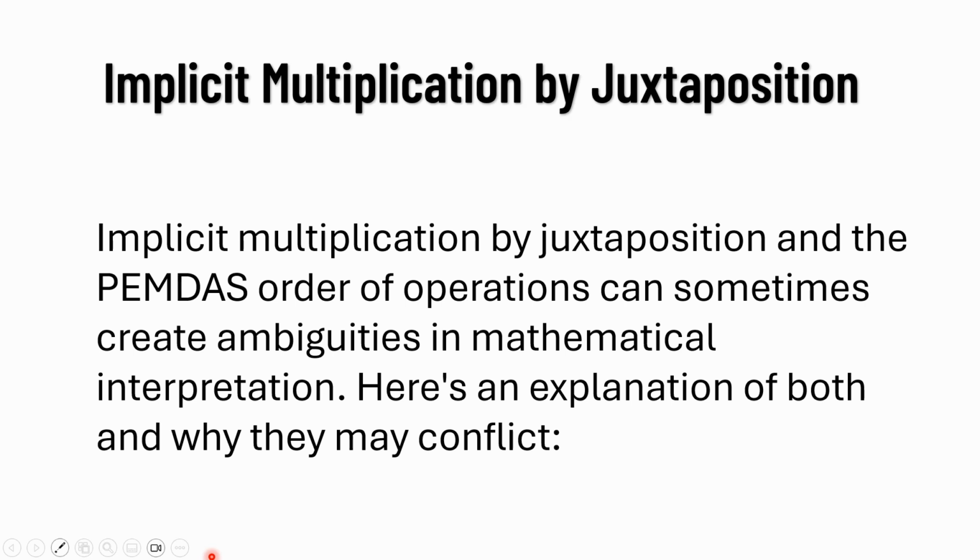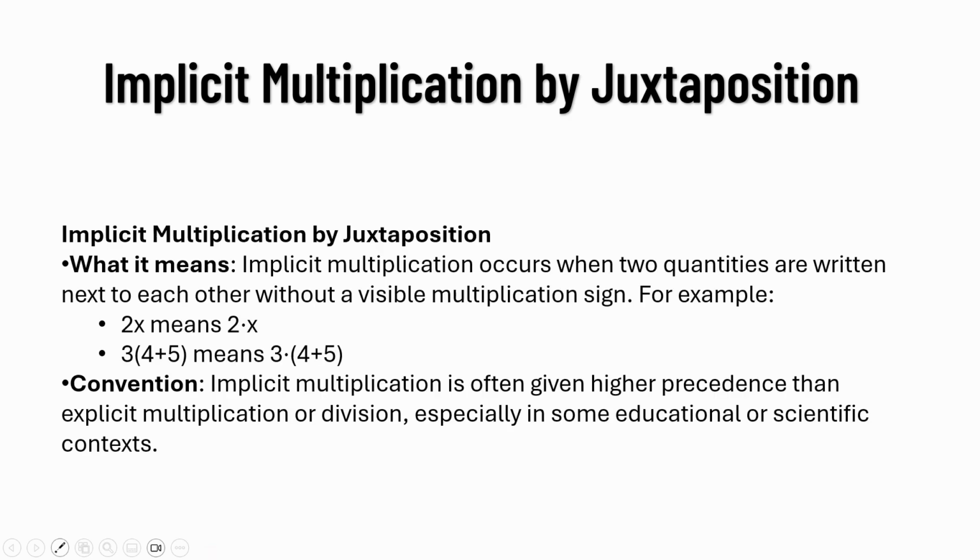They really don't agree with each other. An example of why they could conflict: implicit multiplication by juxtaposition. So what we're talking about here is implicit multiplication again. It occurs when two quantities are written next to each other without a visible multiplication sign. So for example, 2x means 2 times x. Those things are the same.